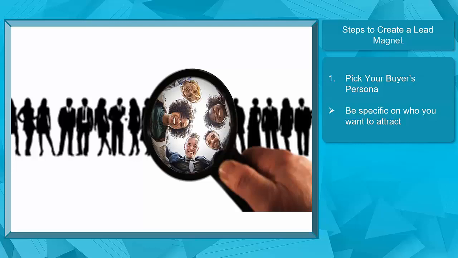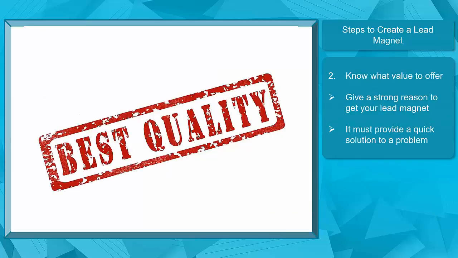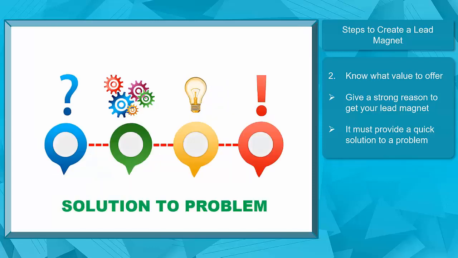Step 2 is to know what value you will be offering to the prospects you want to target. You have to give them a strong reason to download your lead magnet. Your lead magnet must provide a quick solution to your target audience's problem. With that, you can get results faster.